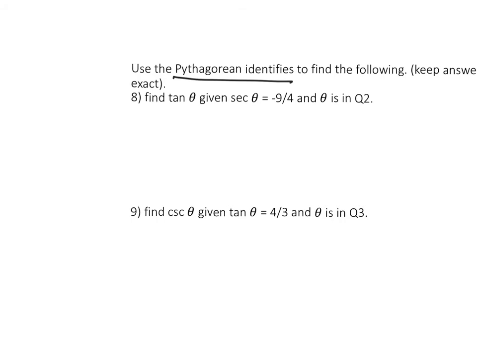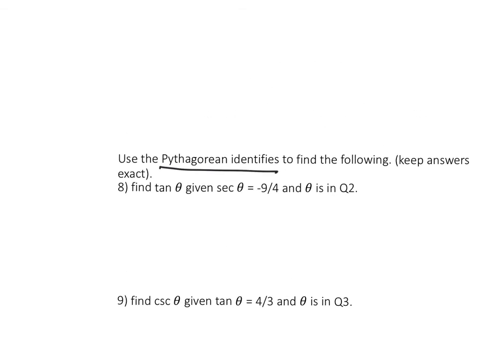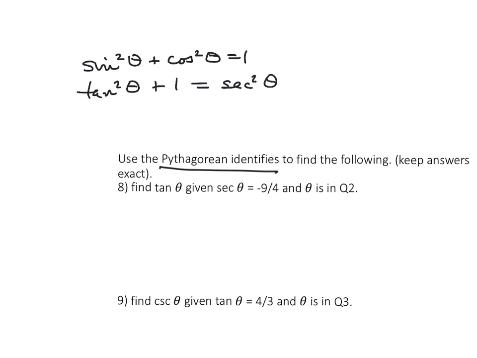There are 3 Pythagorean identities. Now, you may also need to use the reciprocal identities on the quiz. The 3 Pythagorean identities, and remember, you can manipulate them in any way. So the first one is sine squared theta plus cosine squared theta equals 1. The next one is tan squared theta plus 1 equals secant squared theta. And then 1 plus cotangent squared theta equals cosecant squared theta. These are the 3 Pythagorean identities. Then you also have all the reciprocal.